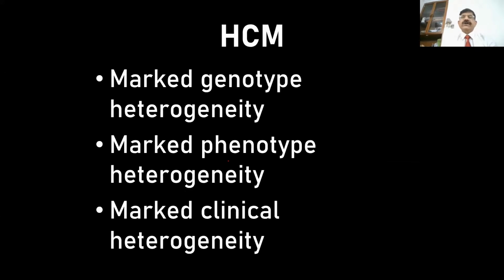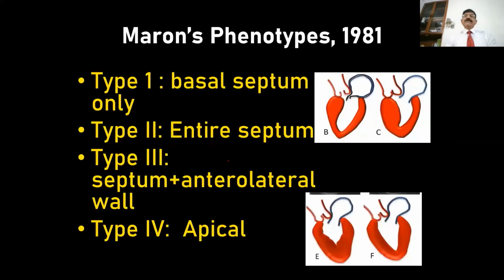Before we come to echocardiographic phenotypes, remember there's a marked genotype heterogeneity in hypertrophic cardiomyopathy. There is marked phenotype heterogeneity, and there's marked clinical heterogeneity. So the first phenotype classification was given by Barry Maron in 1981. This is a 40 year old classification.